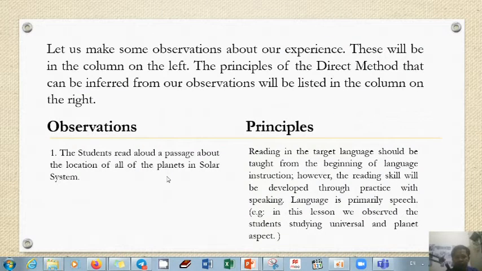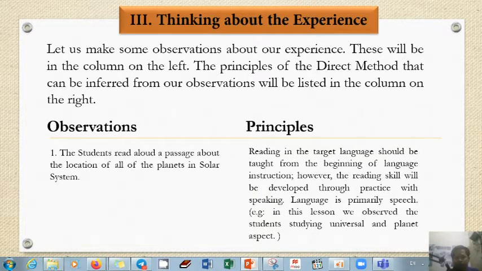So now let's move to the last one, thinking about the experiences. Let me explain, this is my real observation, my real teaching experience, and this is a principle on the left and this is on the right. Number one, the students read aloud a passage about the location of all the planets in the solar system. They read aloud which one is the first, the second, the nearest, the farthest in the solar system.